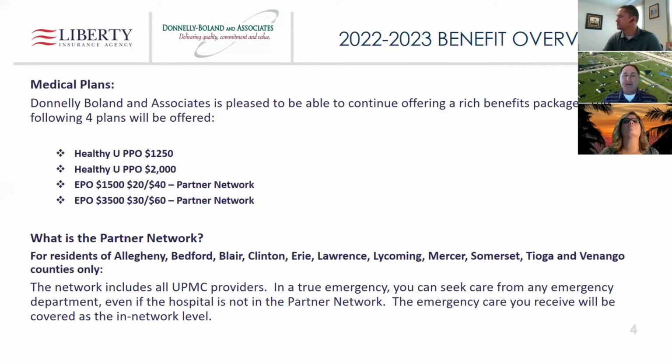Medical plans. As I mentioned, we have 4 medical plans to offer you from UPMC. Again, it's a little bit of a comprehensive design package, but it's very, very rich in benefits for sure. The following 4 plans will be offered. We have a Healthy You PPO 1250. That's what's in place right now. We have a Healthy You PPO 2000. That's also in place right now. And the 2 MyCare plans are going away. We are offering an EPO 1500 utilizing the partner network. And we have an EPO 3500 plan utilizing the partner network.